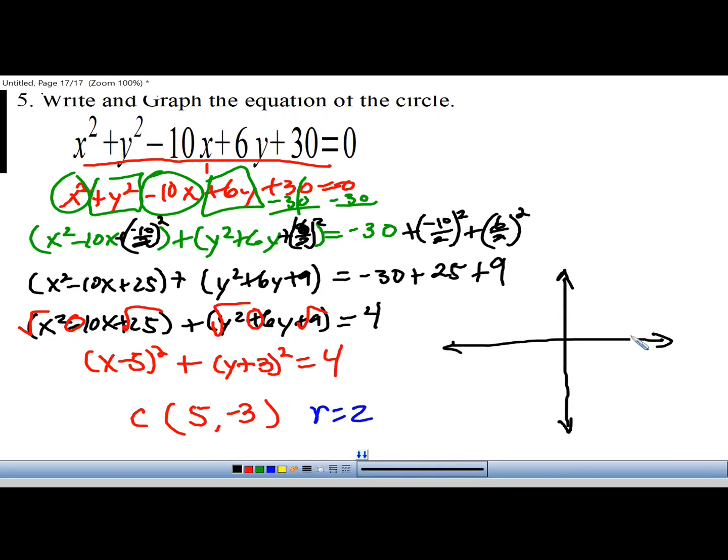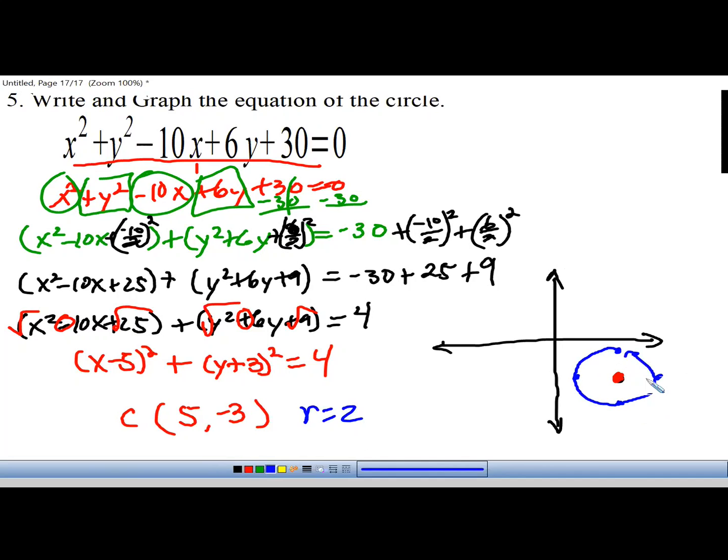(5, -3), (5, -3), somewhere right there. There's my center. And my radius, 2 steps in each direction, 2 steps this way, this way, this way, and this way. And you sketch your circle. There it is. All right. Yes, Mr. Q. All right, good.